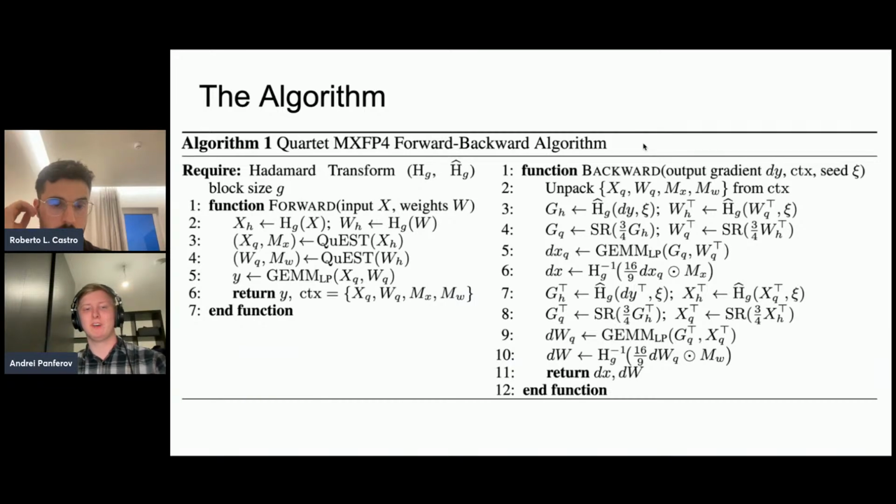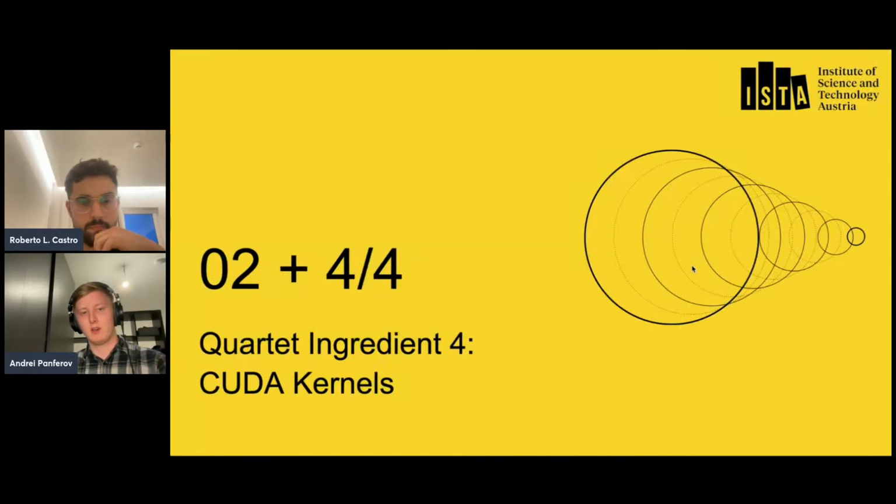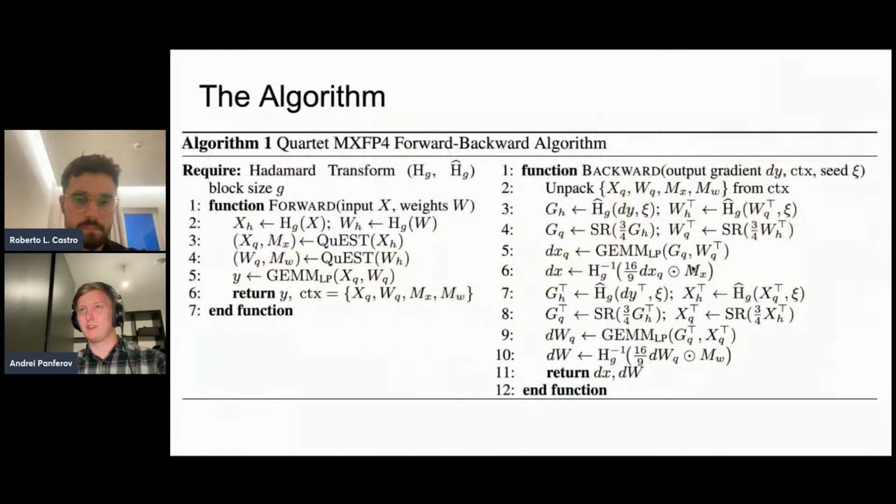In the forward pass, we do the Quest rounding as well as some clipping of the values. On the backward pass, we do additional Hadamard transforms for gradient normalization. We perform the matrix multiplication in lower precision, but then we have to do a number of additional operations like masking and inverse Hadamard transforms to obtain unbiased and accurate gradient estimations. With this, you can already see how complicated this method is.